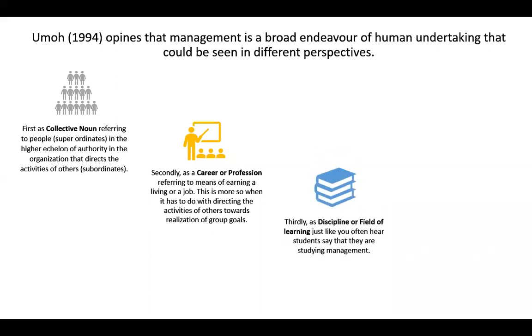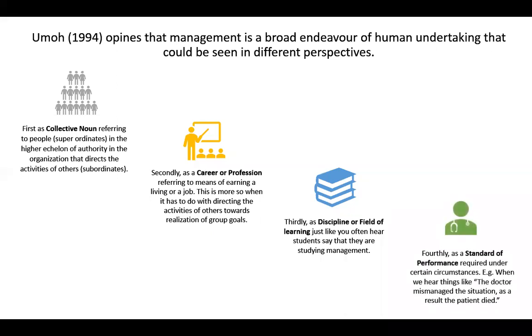Then the third perspective is management as a discipline or a field of study, like what we are doing here. Whatever we are doing here falls under this third perspective, that management is a discipline. People buy the JAM form and fill it. What do you want to study in the university? They want to study management. So that is the third perspective of management.